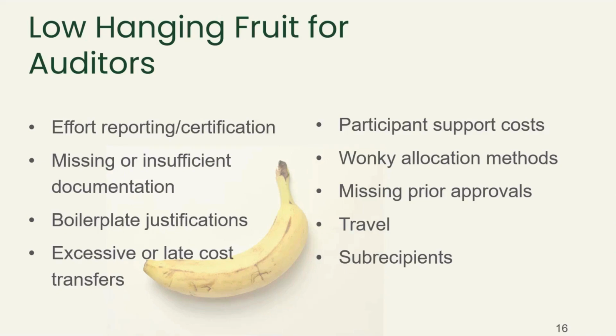And finally, subrecipients, which frankly can be a minefield sometimes. We talked about monitoring a good bit already, but have we documented our decision processes when we're determining whether or not a sub is high risk? And if we say they're high risk, do we have a plan for how to deal with that?